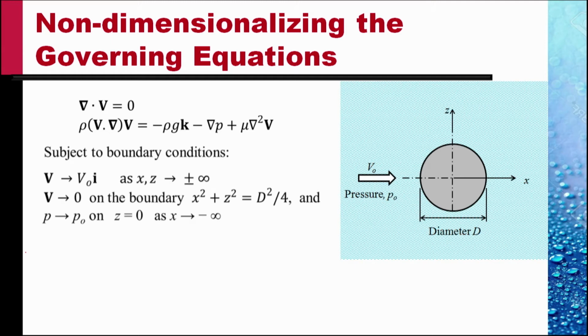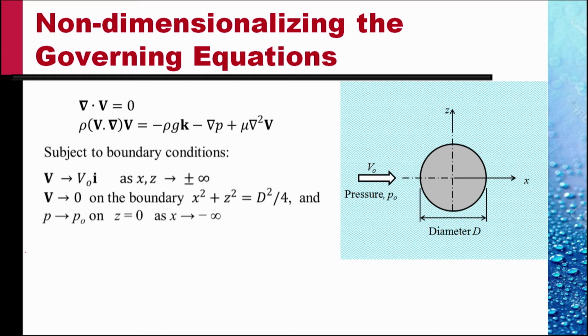The boundary conditions could be v, the vector velocity, far away as x and z tends to plus minus infinity, is v naught i. The flow is only in the x direction with the velocity v naught. And v is 0 on the boundary. The boundary x square plus z square is equal to d square by 4, where d is the diameter of the cylinder. So on this boundary, the velocity is 0. This is the no slip boundary condition.